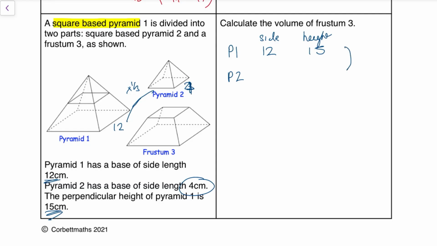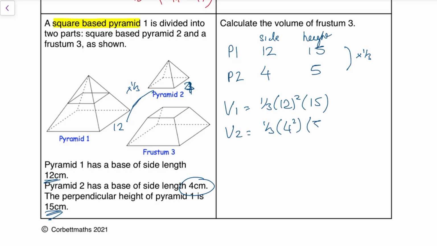So in other words, the length scale factor is times a third, which means the side length is 4 and the height is 5. So 15 times a third, which means I can work out the volume of 1, which is going to be a third AB times the height. So a third times 12 squared times the height, which is 15. I can work out the volume 2, which is a third times 4 squared times the height, which is 5. The volume of the first one is going to be 720, and the volume of the second one is going to be 80 over 3.